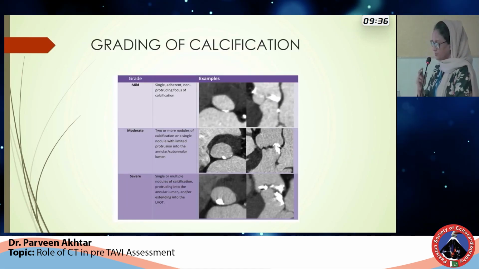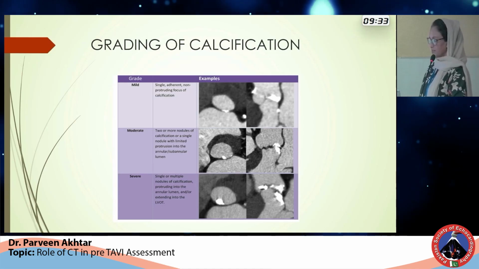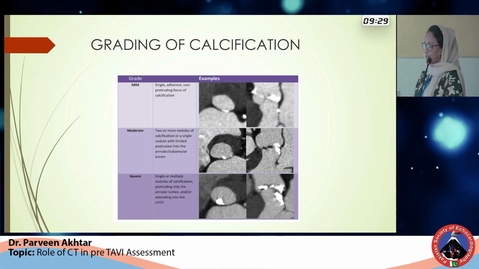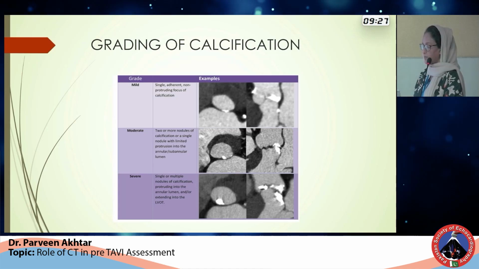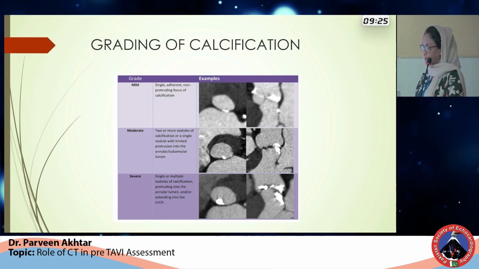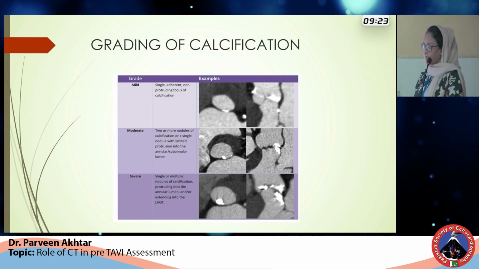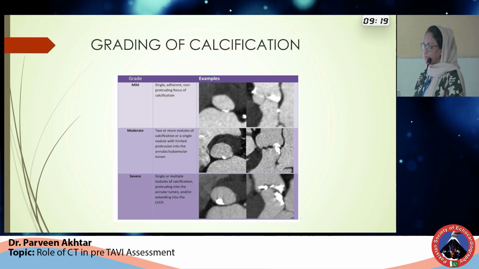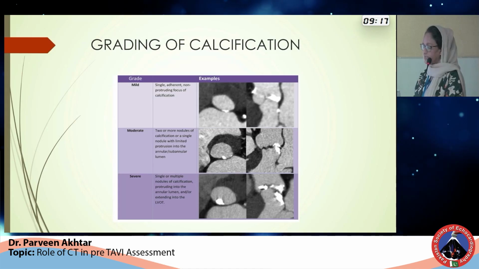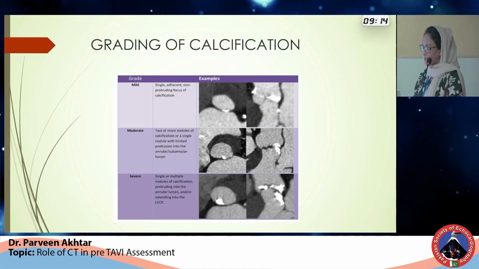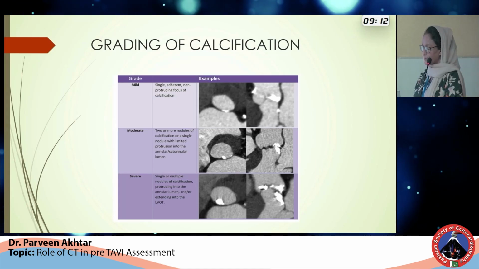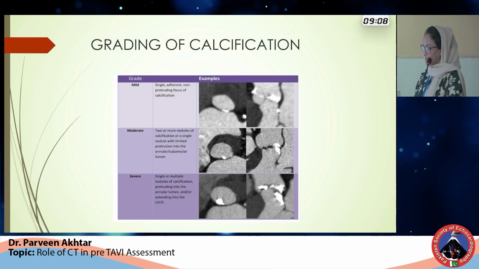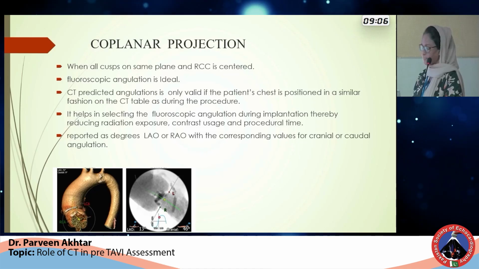Then you have to grade the calcification. Mild is a single nodule, adherent, non-protruding. Moderate is two or more nodules of calcification, and one of them has limited protrusion. Severe is when single or multiple nodules of calcification are protruding into the annulus, and may or may not extend into the LVOT.